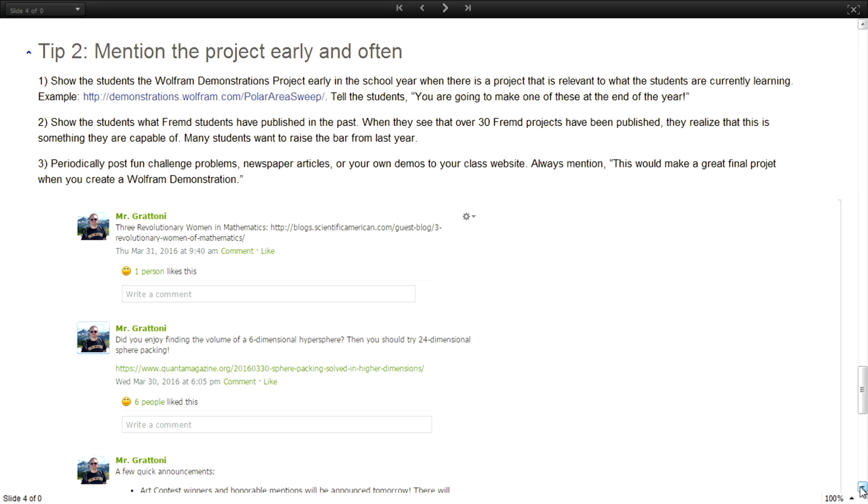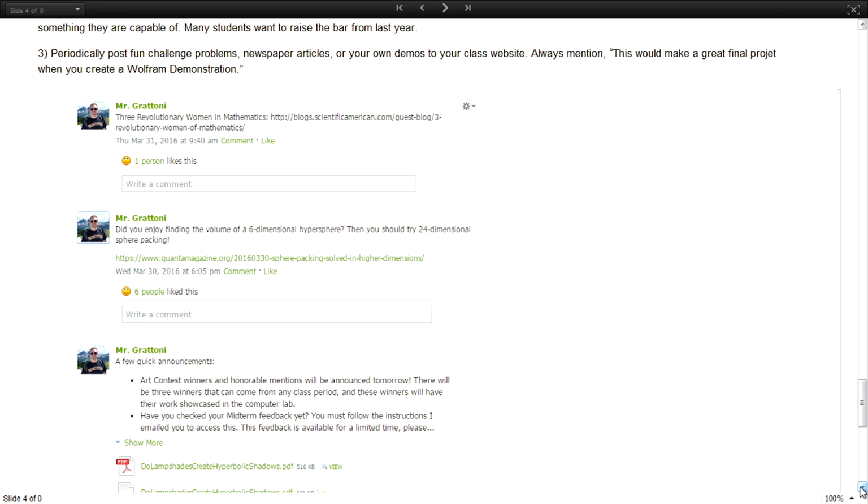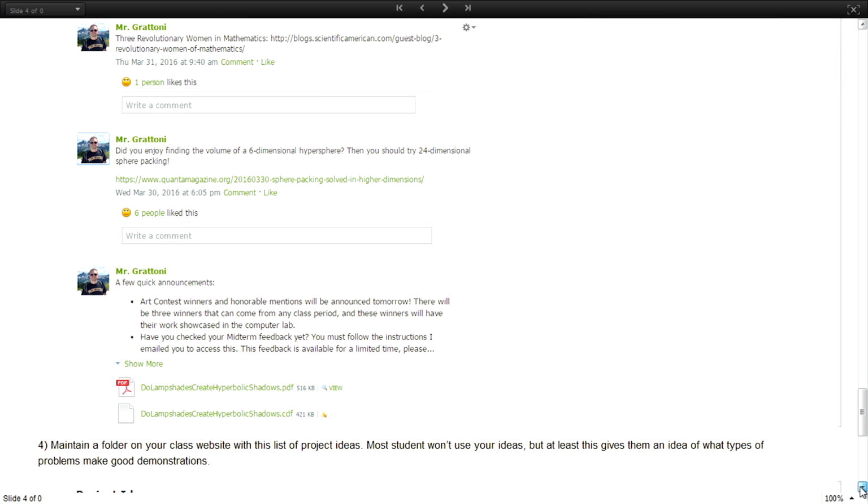They'll have seen something in physics, and they're like, oh, I can make a demo of that. Or they'll see something in a Wolfram blog post and say, oh, I could take that idea and go in this direction with it. Which helps a lot, because then they're not spinning their wheels for the first week of the project just trying to think of what they're going to create.